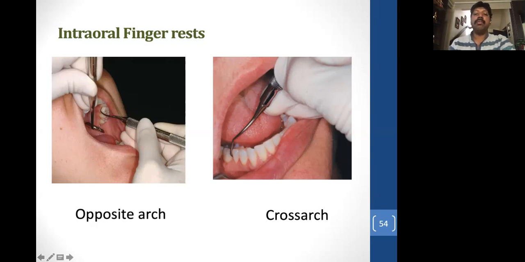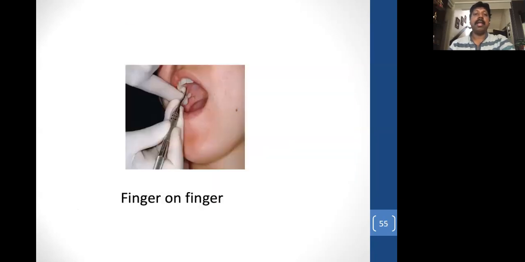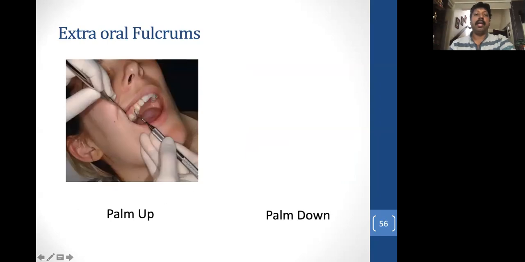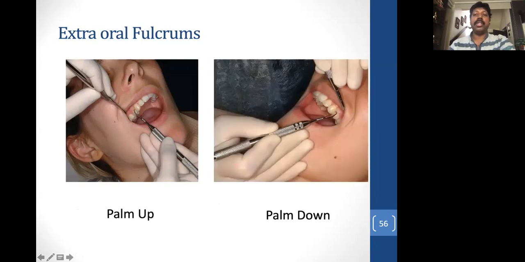Resting is very important. If you don't give a rest, you don't have control over the instrument. Always give a finger rest. Sometimes finger on finger. Can you see this? The finger is held with the instrument. You can keep a rest on the finger. You can rest on the chin, like palm up. Can you see the rest? Palm down, like resting on the nose. It's all extraoral. So intraoral and extraoral.